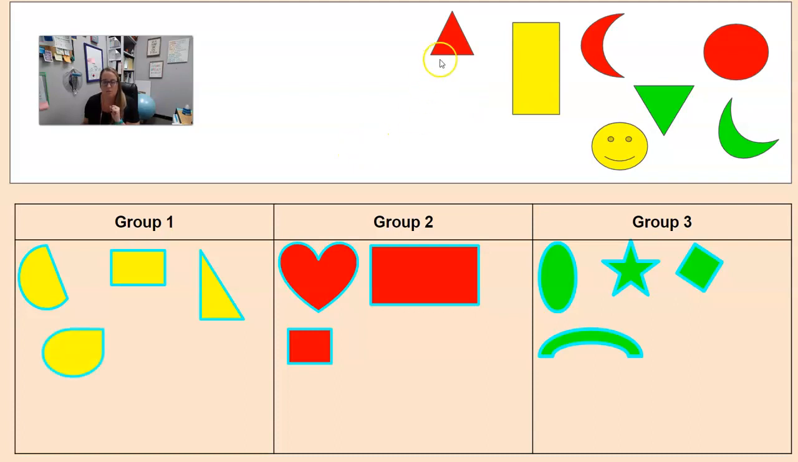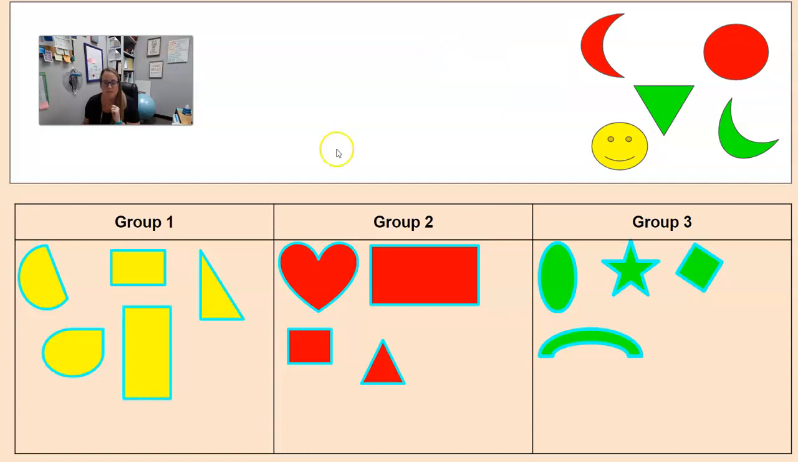All right, what about this red triangle? Where's it going to go? Yeah, it's going to group 2. What about the yellow rectangle? Oops, I clicked too fast. It's okay. It's over here in group 1. What about the red moon? Where's the red moon going to go? That's right. What about my yellow smiley face? Where's it going to go? It's going to group 1.